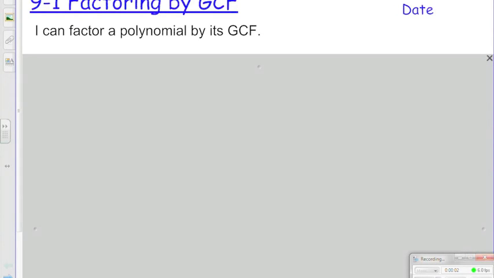Welcome to Chapter 9, and this is Section 1. We're going to look at factoring by GCF. Go ahead and put today's date in the top right-hand corner. And our target for today is that I can factor a polynomial by its GCF.